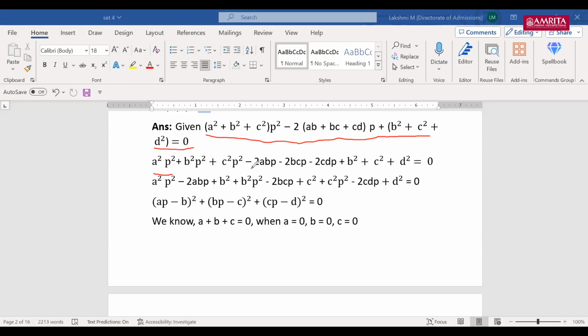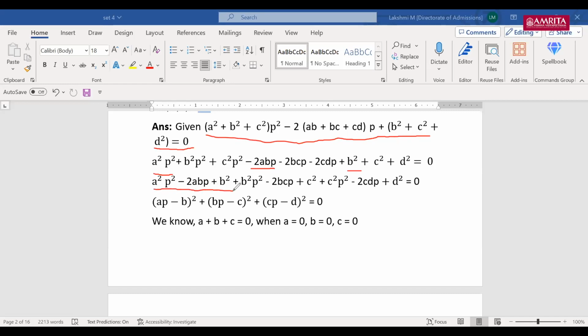I have 2ab p. Okay, a square p square, 2abp, I have b square. Can we frame it as an equation that we have already studied? That's why when you see this part of the question, you just need to apply this logic, right? So you will be able to write this when you closely observe what's the equation.